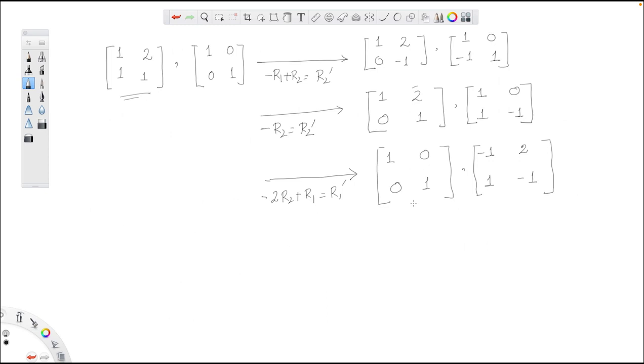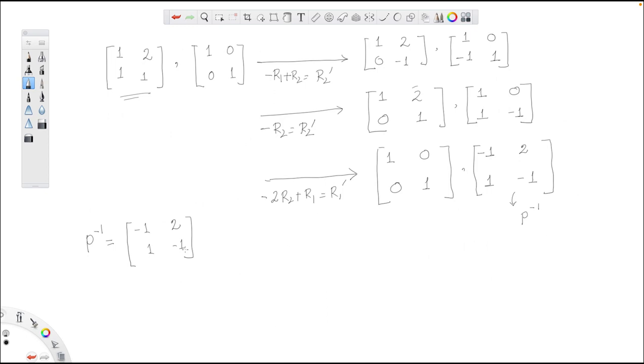So we produce an identity matrix on the left, and we are left with this 2 times 2 matrix on the right. That is going to be P inverse. Okay. So we have found P inverse using the standard inversion algorithm to be this 2 times 2 matrix, minus 1, 2, 1, minus 1. Okay, good.